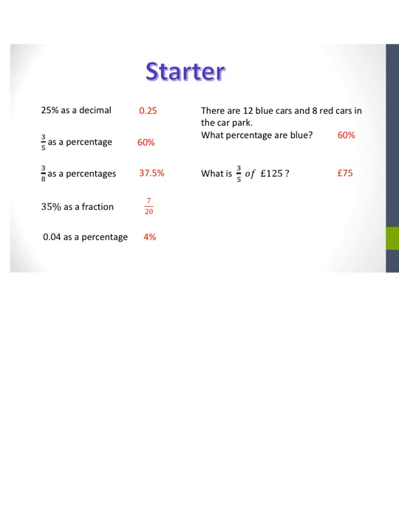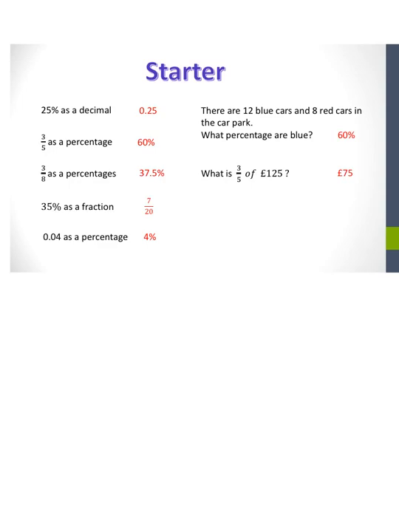Just as a quick reminder, 3/5, you want to change the denominator so it's over 10 or 100. So 3/5, 6/10, 60 over 100, 60%. 25% as a decimal, percent means out of 100, so 25 over 100, or divide by 100, 0.25. 35% as a fraction, you would do 35 over 100 and then simplify to give you 7/20.